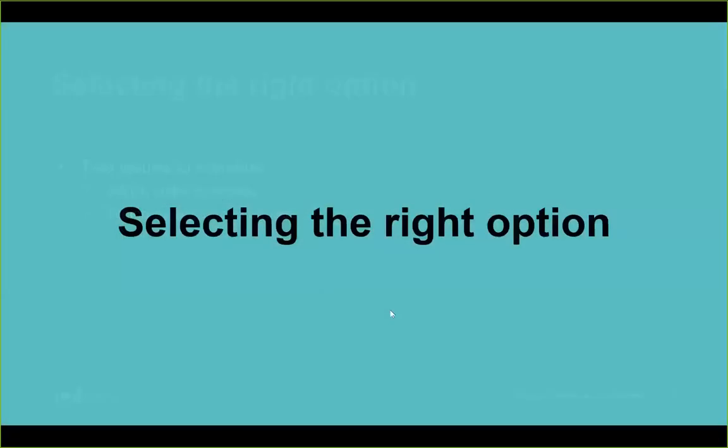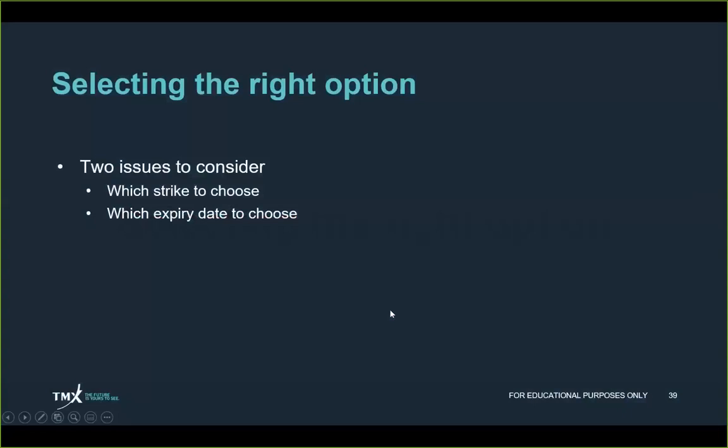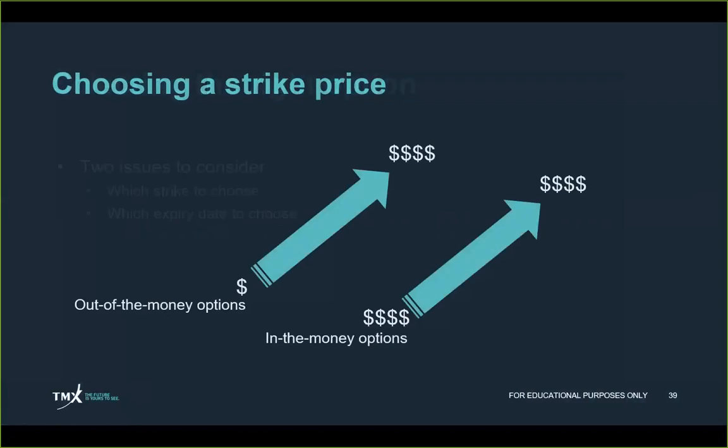All right, selecting the right options. There's really two issues to consider here: which strikes to choose and which expiration date to choose. And that is a primary consideration no matter what you're using to enter into your investments. Out of the money options, you're going to pay a smaller premium with the opportunity to reap some really good returns if the move in the stock happens in a short period of time.